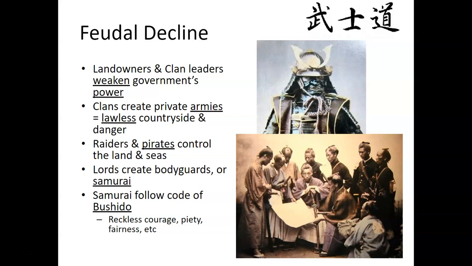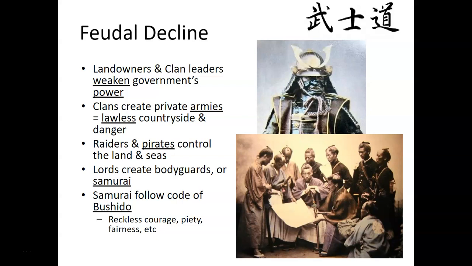So the clans end up creating their own private armies to protect and extend their power. And essentially what this does is it creates a lawless countryside filled with danger in a broad sense. Think of it in terms of comparing it with the feudal system in Europe again. Think of knights doing the same thing in Europe. Nobles have their own private armies led by knights and so forth, and it can kind of cause wars and violence across the countryside. Same thing going on here in Japan.